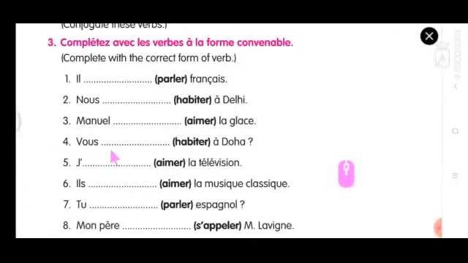So the final spelling will be H-A-B-I-T from here, and add E-Z. So the sentence will be like this: Vous habitez à Doha. If it is a question, you have to read like this: Vous habitez à Doha? So I'll read the answers from 1 to 4. Il parle français. Nous habitons à Delhi. Manuel aime la glace. Vous habitez à Doha.